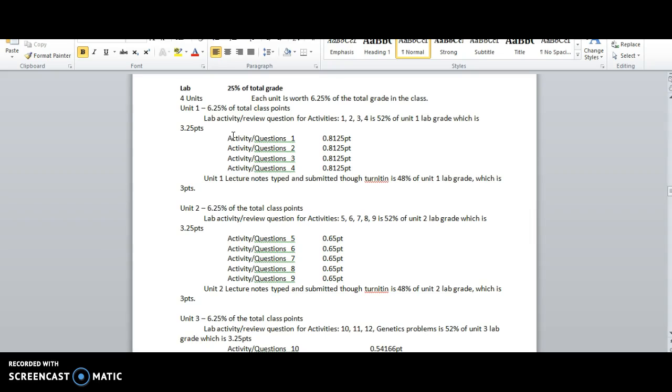For unit 1, you notice we have 4 lab activities. Each lab activity is worth 0.8125 point. That's almost 1 point. Also within the units for lab, you will have to type up your lecture notes and submit them through Turnitin. Turnitin is linked directly to your Canvas account. So while you're logged on to Canvas for my class, you will see a button to submit your typed lecture notes into Turnitin. And it is worth 48% of that unit.